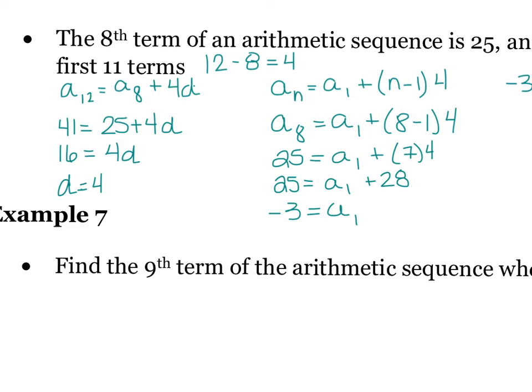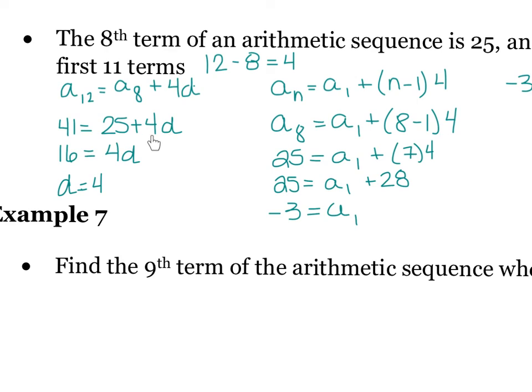Okay, so to solve this, I did pretty much what I've done in the previous example. First, I had to figure out how many times I had to apply my difference, right? To get from the 8th term to the 12th term, I have to apply that common difference 4 times. So if I want the 12th term of the sequence, I have to start with the 8th term, and I have to add my common difference 4 times. My 12th term is 41. I start with my 8th term, and I add my common difference 4 times.